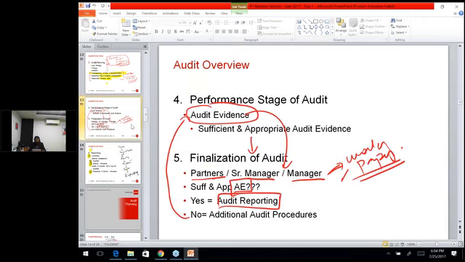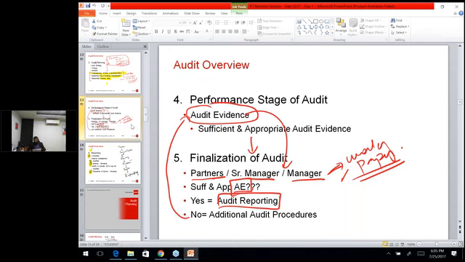Then we talked about how, once you have planned for the audit, the second step is the performance stage of the audit, where you perform the audit procedures. What do we mean by performing the audit procedures? It means that you identify the risk, and once you have identified the risk, you try to figure out if those risks really pertain or not. So we talked about it.